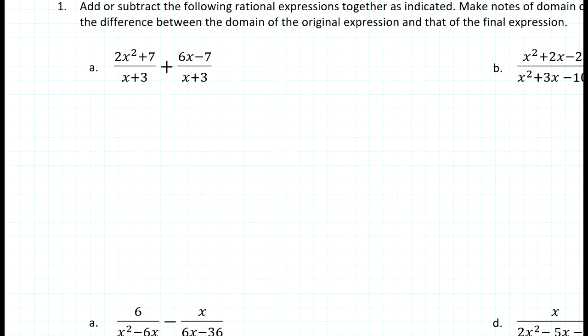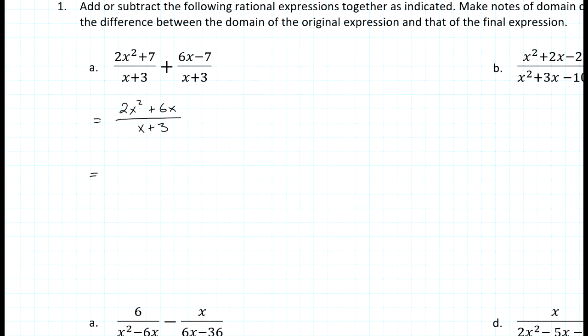All right, so we're going to start with 2x squared plus 7 over x plus 3, and we're going to add to that 6x minus 7 over x plus 3. We're starting here with a problem that already has a common denominator, so we don't need to worry about that. We just need to add the terms together on top. So we're going to have 2x squared on top. The plus 7 and minus 7 are going to cancel, but we will still have a plus 6x up there. On the bottom, we keep our common denominator of x plus 3.